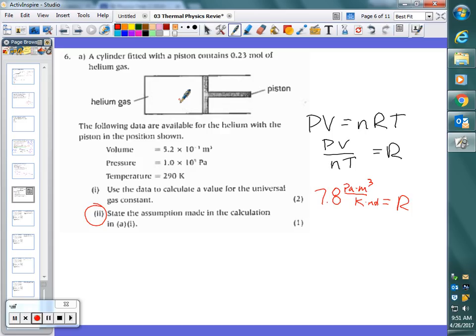So, assumptions about an ideal gas: particles have no volume, all collisions are totally elastic, we don't lose any energy, and there's no intermolecular forces. Those are three biggies.